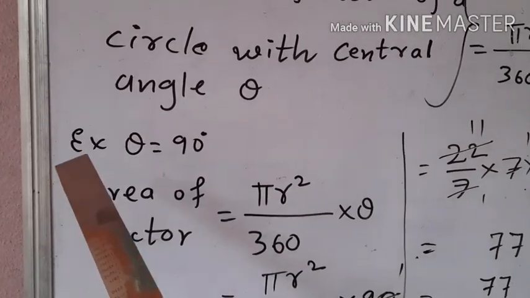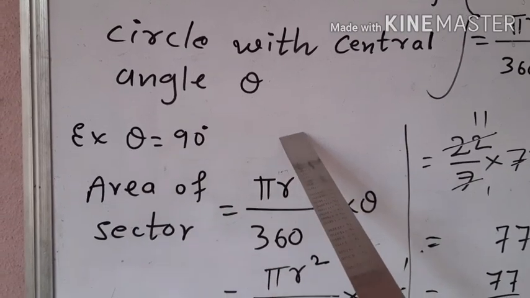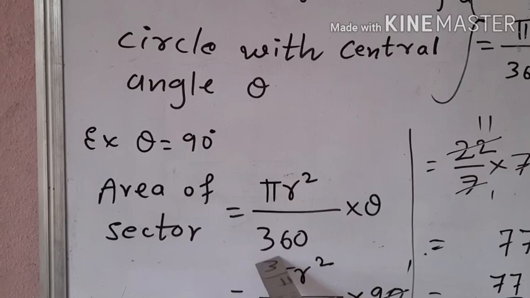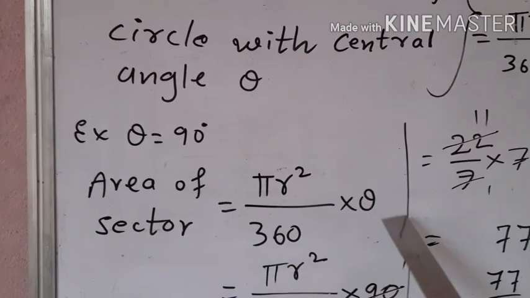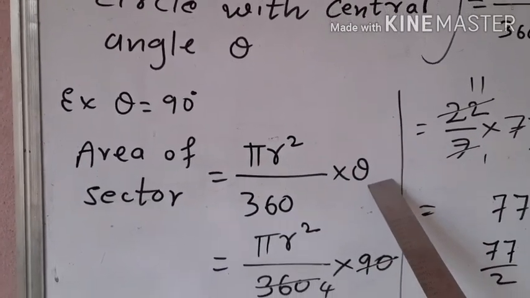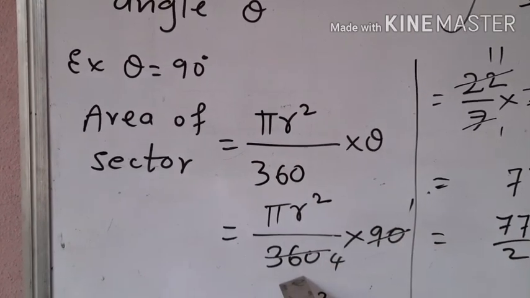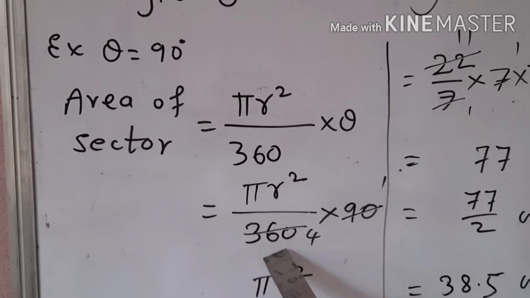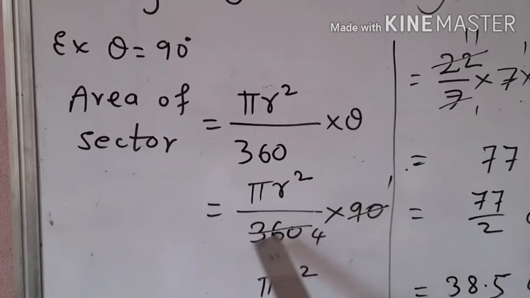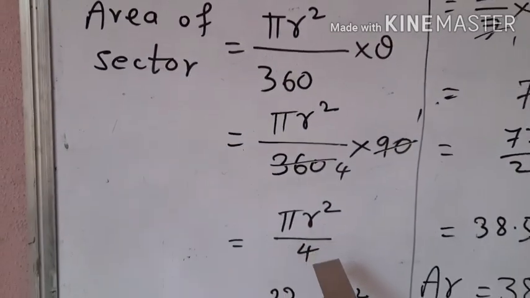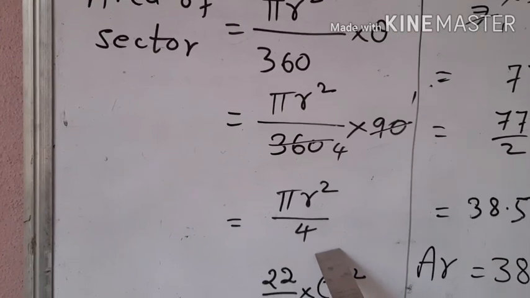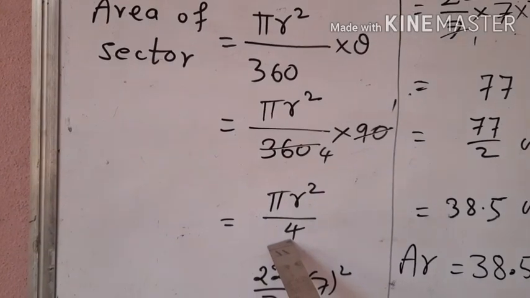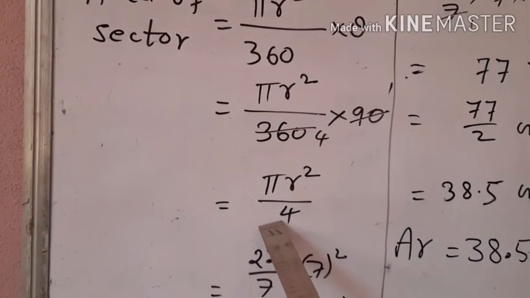So children, here theta is equal to 90 degrees. Therefore, the area of the sector: for a 360 degree central angle, πr² is the area. For theta degrees, what is the area? Therefore, πr² by 360. Here theta is 90 degrees. Therefore, the zeros get cancelled, 9 ones are 9, 9 fours are 36. Therefore, πr² by 4 remains here. So πr² by 4 is the area of the sector with central angle 90 degrees.